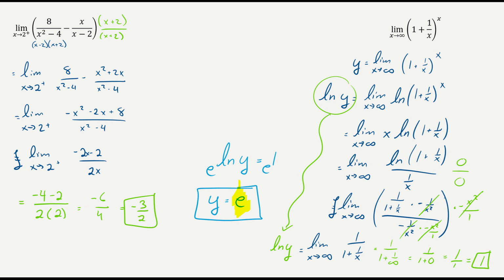Alright, so there's 4 examples of 4 different versions of indeterminate forms that we can then force into the L'Hopital version, 0 divided by 0 or infinity divided by infinity. So I hope those techniques are useful for you.